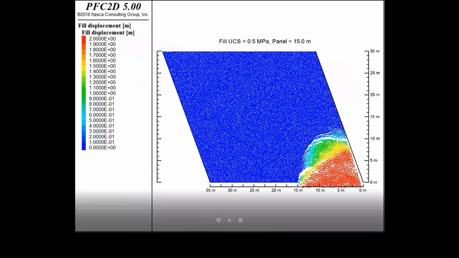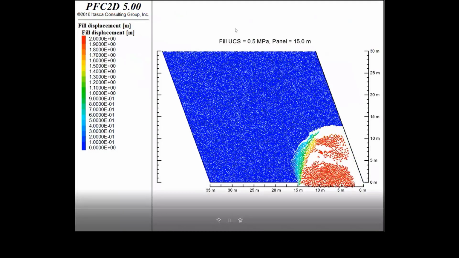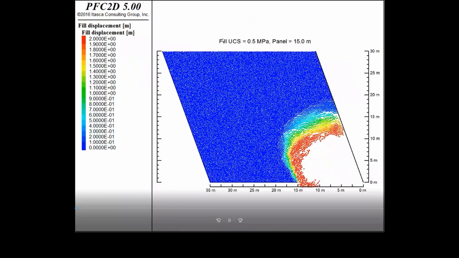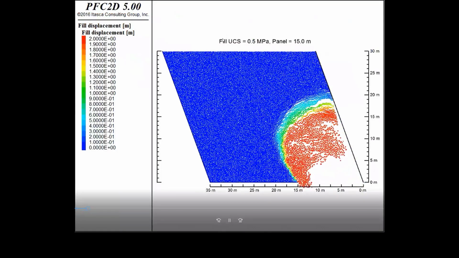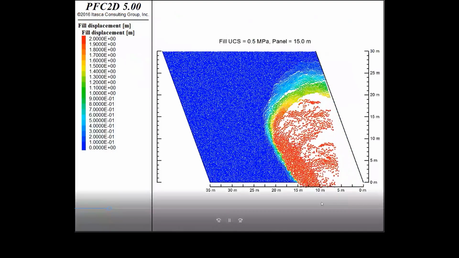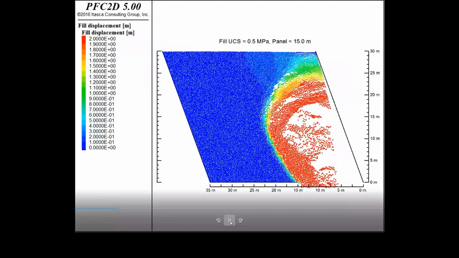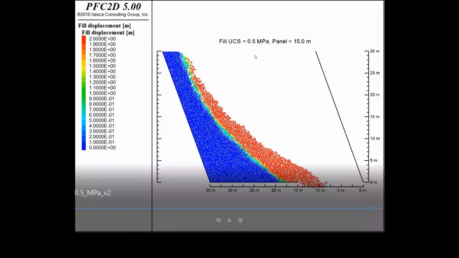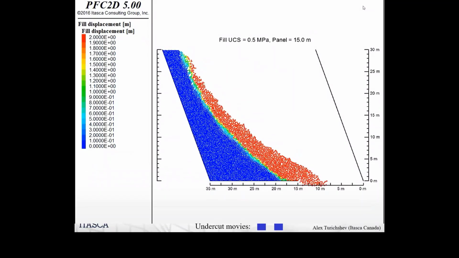Here's the 15 meters. And in this case, the UCS of this material is only 0.5 MPa. And so in this case, this rock fill is so weak, you can see the bonds are just breaking and it's turning into a granular material. If I run this all the way, the whole thing will eventually pile down. So that's with a 0.5 MPa UCS.